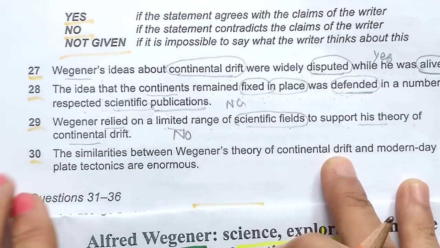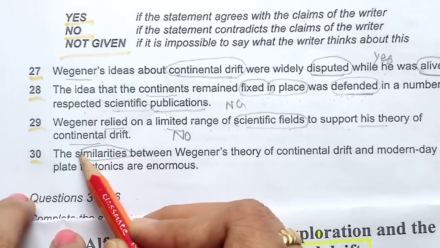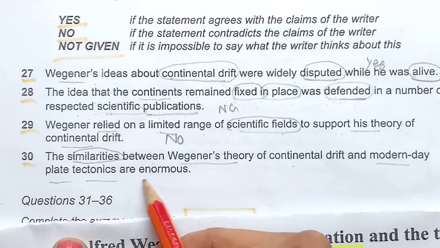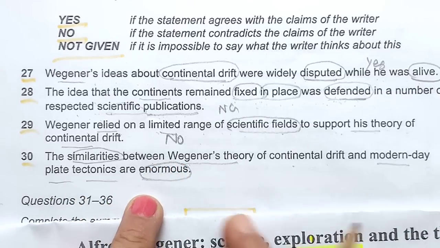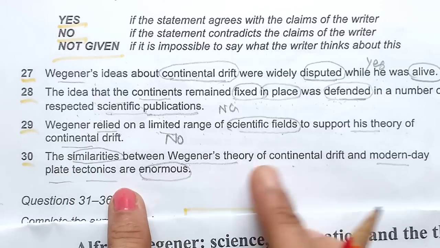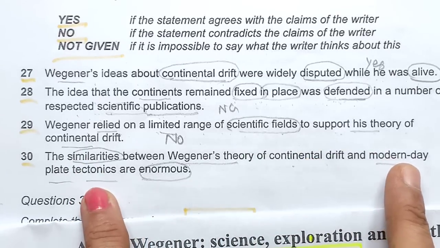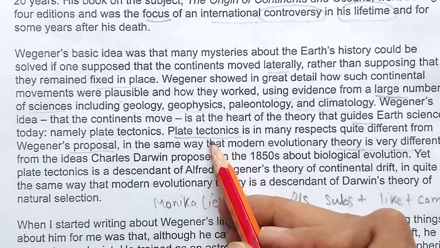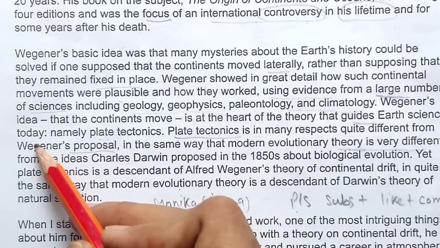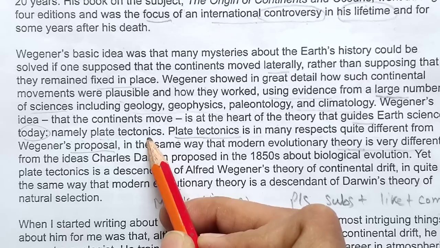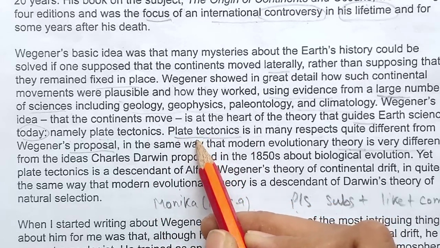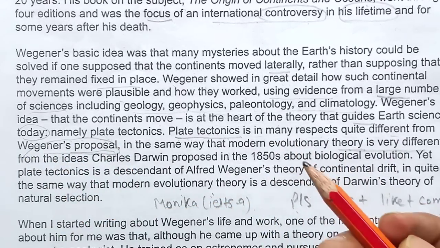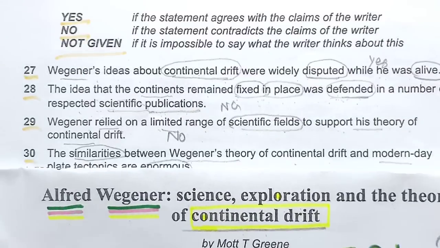Now the 30th question. This is important: the similarities between Wagner's theory of continental drift and modern day plate tectonics are enormous, means huge. Thus, there are more similarities between these two theories. From this same paragraph we will get the answer. Plate tectonics today, we have to find similarities. Plate tectonics is in many respects quite different from Wagner's proposal. See this, clearly it is given. So we will select this.